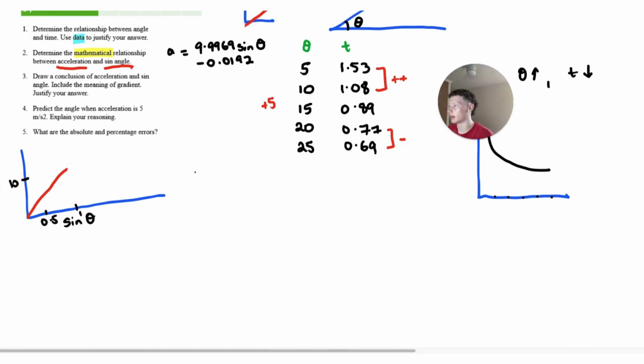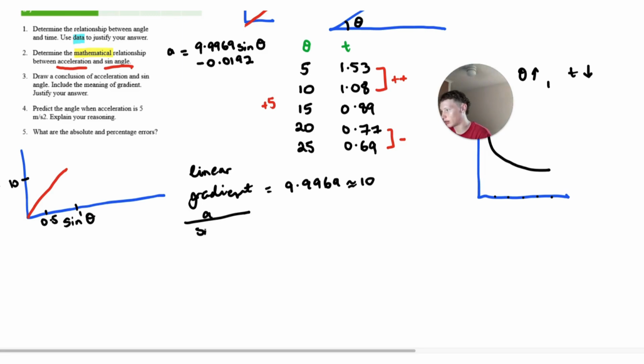The entire relationship is linear. And it suggests that the gradient, first of all, we can identify as 9.9969, which is approximately 10. And that shows that the relationship between acceleration over sine theta is roughly 10. And so whatever sine of theta equals, acceleration is roughly 10 times that.